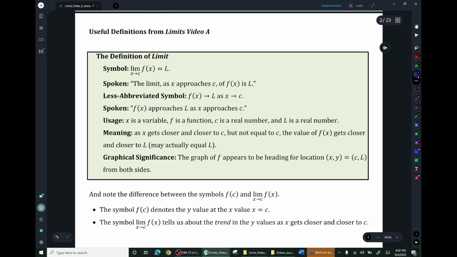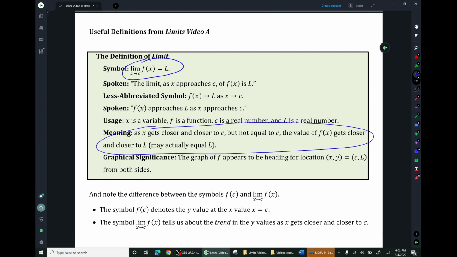We'll need some stuff from Limits Video A. This symbol, the limit as x approaches c of f of x equals L, means the following. As x gets closer and closer to c, but not equal to c, the value of f of x gets closer and closer to L, and may actually equal L. And remember the difference between the symbols f of c and the limit as x approaches c of f of x. The symbol f of c denotes the y value at the x value, x equals c. Whereas this symbol, the limit as x approaches c of f of x, tells us about the trend in the y values as x gets closer and closer to c.